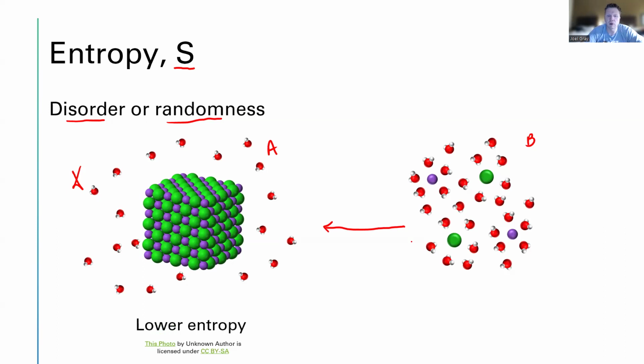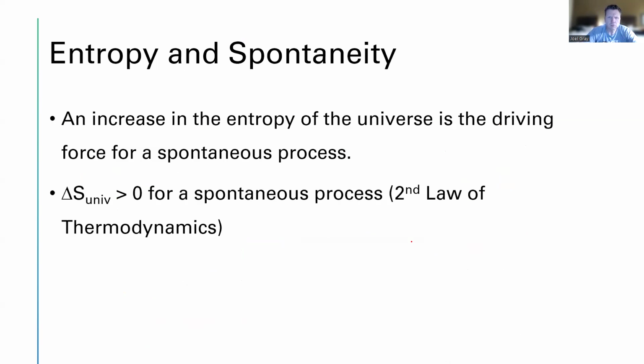So on the left-hand side, we've got our lower entropy, and on the right-hand side, we've got our higher entropy system. Now, when we talk about entropy and other thermodynamic and kinetic properties, we also talk about spontaneity. So an increase in the entropy of the universe is the driving force for a spontaneous process. Okay, so an increase in the entropy, so something that leads to more disorder, is the driving force for a spontaneous process.